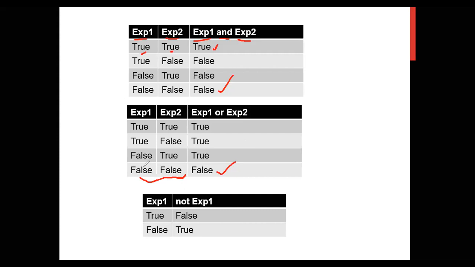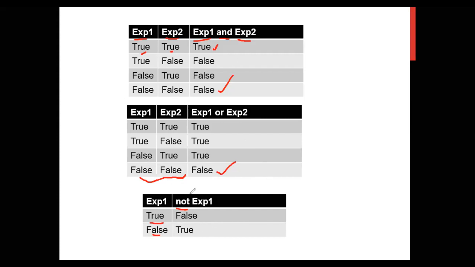In the OR case, if both operands are false, the result is false. In the NOT case, if expression 1 is true, it makes it false, and if expression 1 is false, it makes it true. That means it will make the inverse. If expression 1 is true, it will be converted into false. If expression 1 is false, it will be converted into true. These are the logical operators.